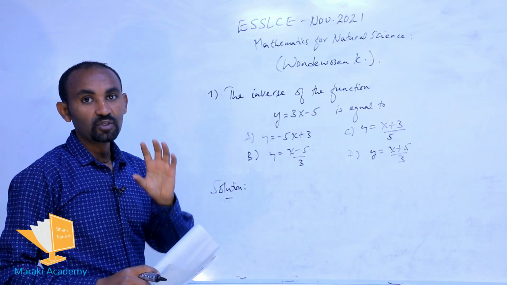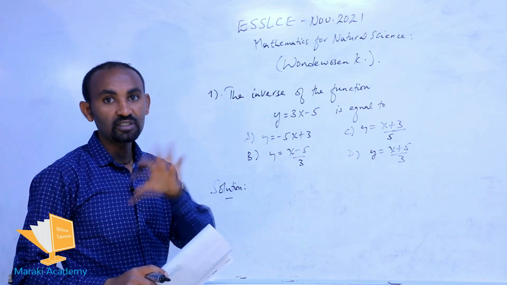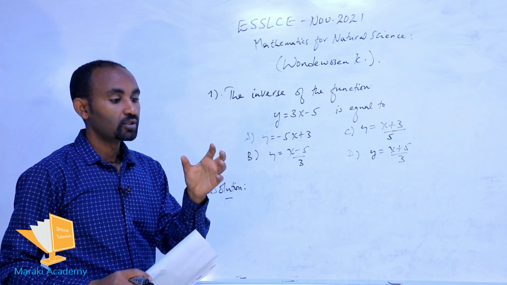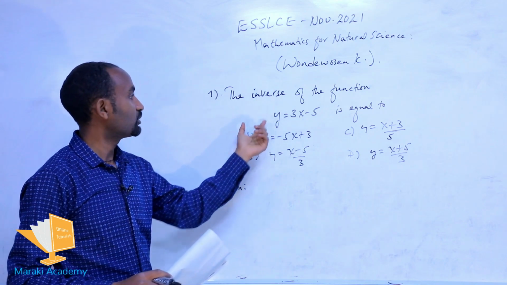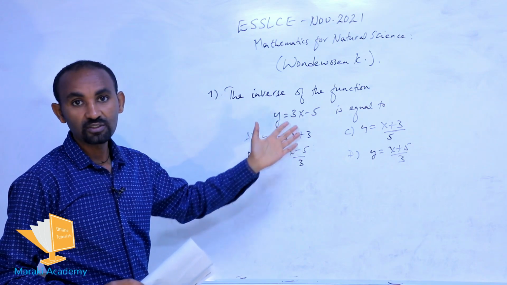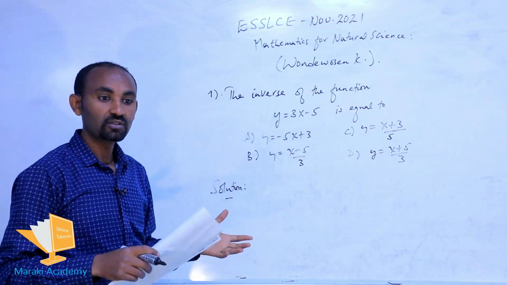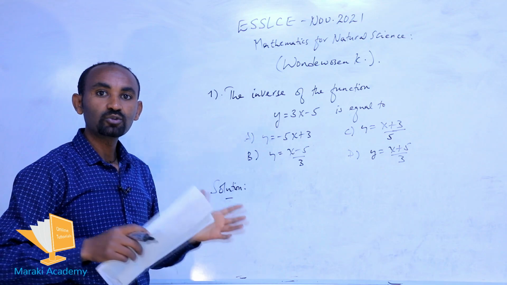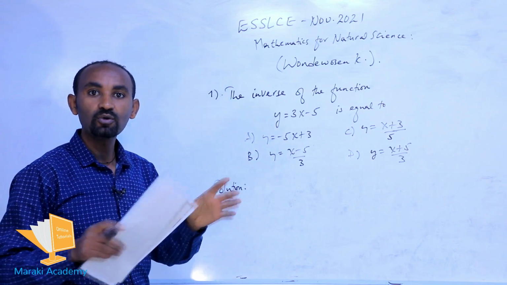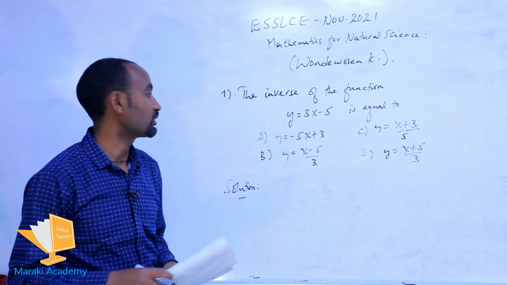In fact, for a given function to be invertible, or to have an inverse, it should be a one-to-one function. This you should know. So this is a polynomial function, a linear function. Obviously, it's a one-to-one function. Every y is associated with one and only one x, and every x is associated with one and only one y. So that's a one-to-one mapping.